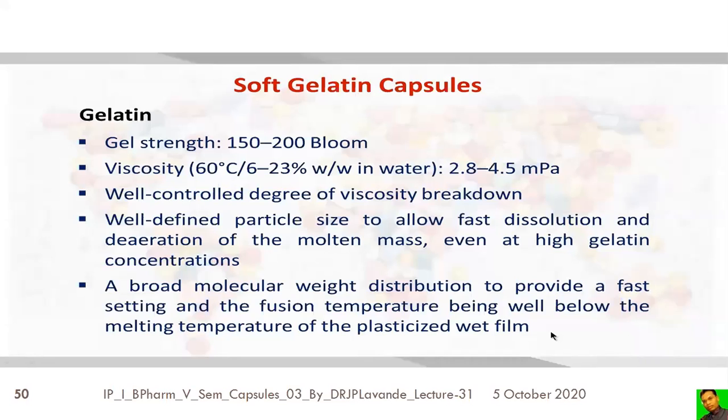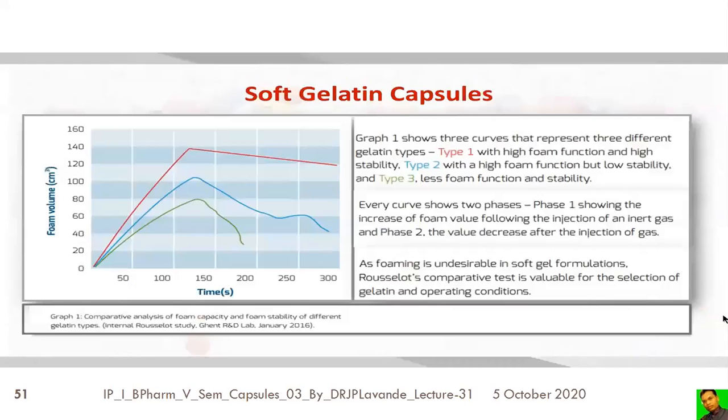The gelatin should have a well controlled degree of viscosity breakdown, that is a well defined particle size that will allow the fast dissolution and deaeration of the molten mass. Even at high gelatin concentrations, a broad molecular weight distribution provides fast setting and a fusion temperature that is well below the melting temperature of the plasticized wet film.